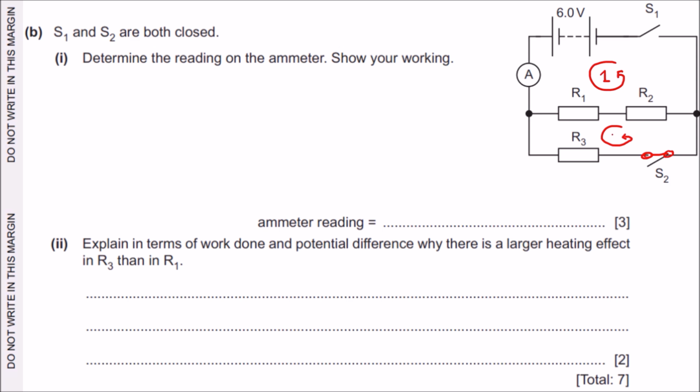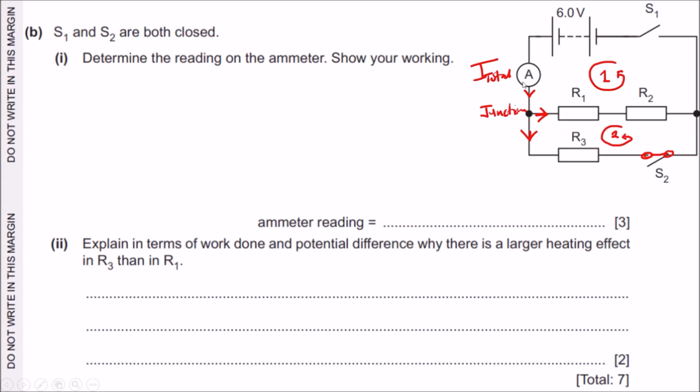We now have 2 loops, branch 1 and branch 2. So current comes, it reaches this junction. It's called a node or a junction. Then it divides. Part of it goes to the upper branch, part of it goes to the lower branch. Now, the reading of the ammeter is the total current, because it's current before division.